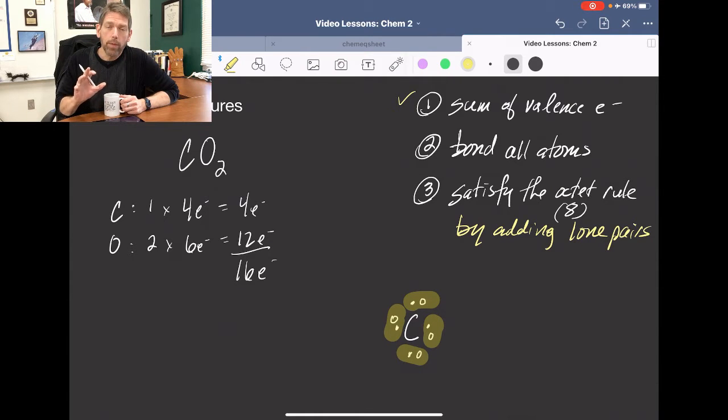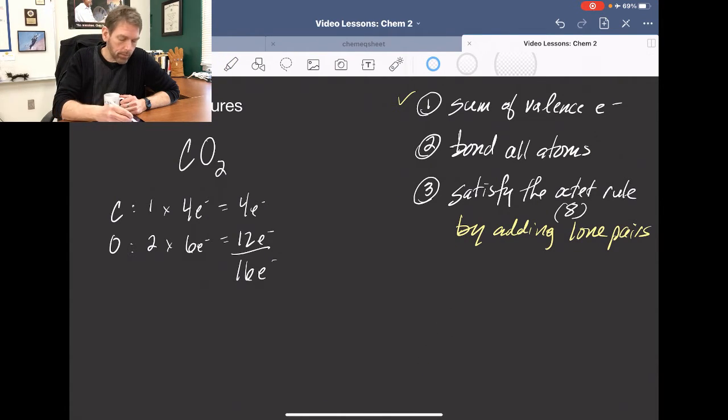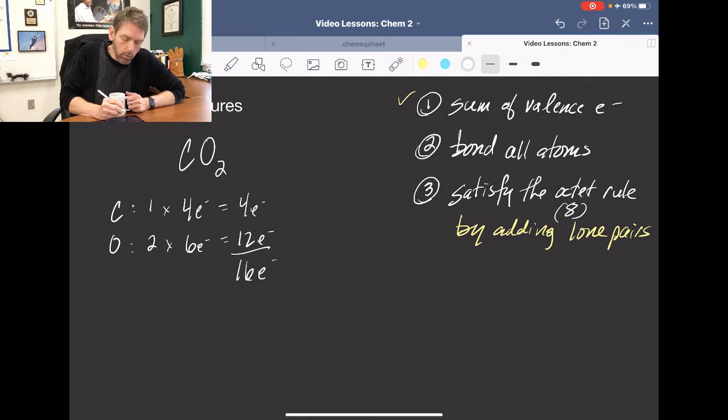So carbon has 4 regions of space where it wants to have some sort of pairs of electrons. What we've got to do is figure out how that's going to look when there are 2 oxygens that want to do the same as well. Well, rule 2 says bond all the atoms, with carbon being at the center. So I'm going to bond carbon to oxygen.